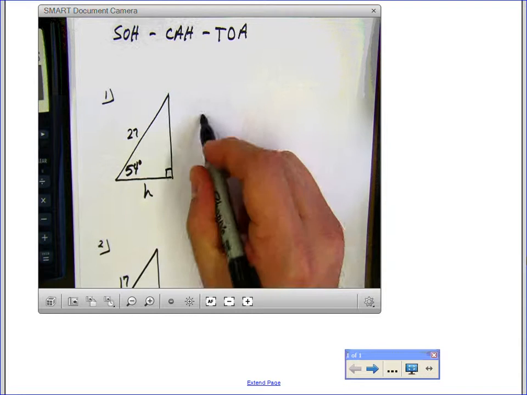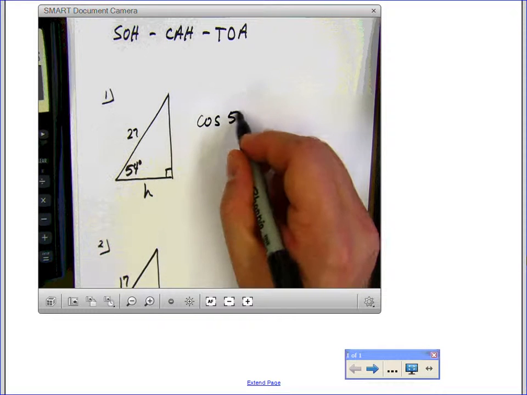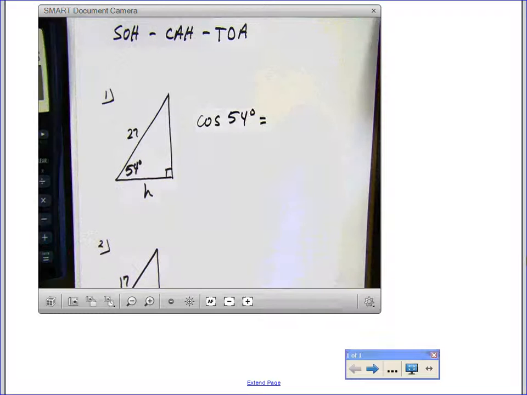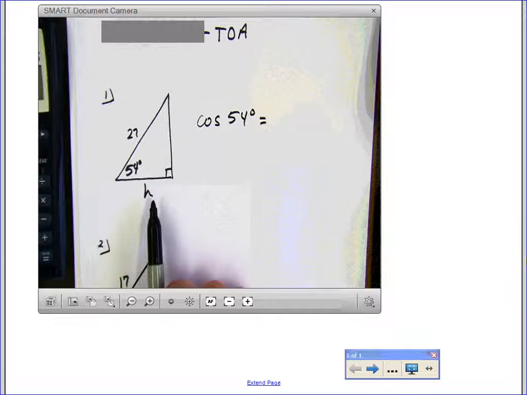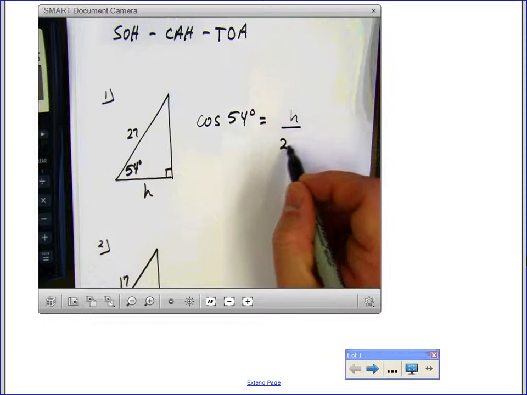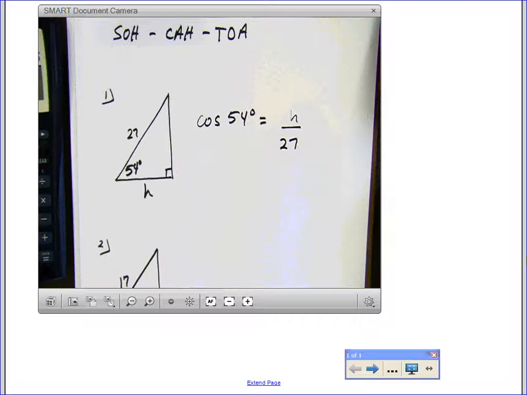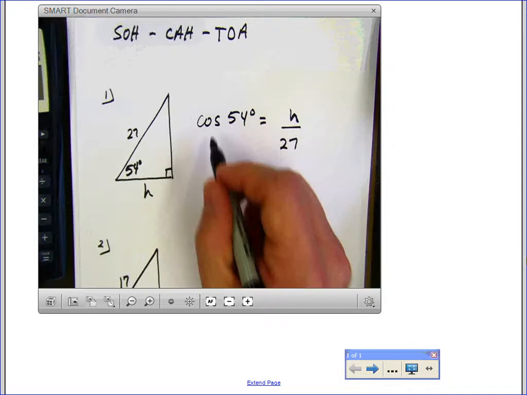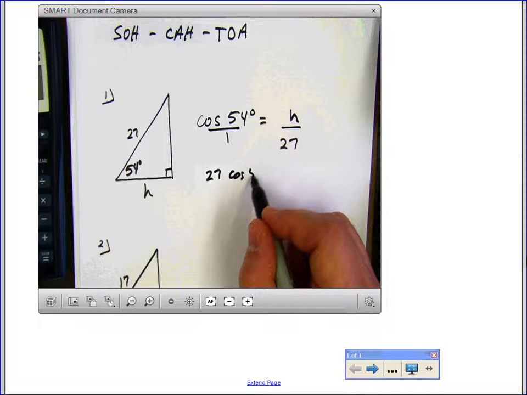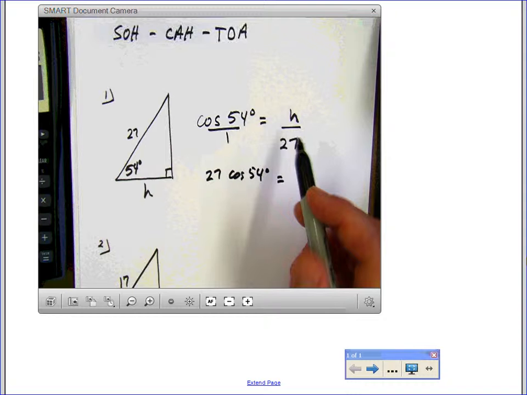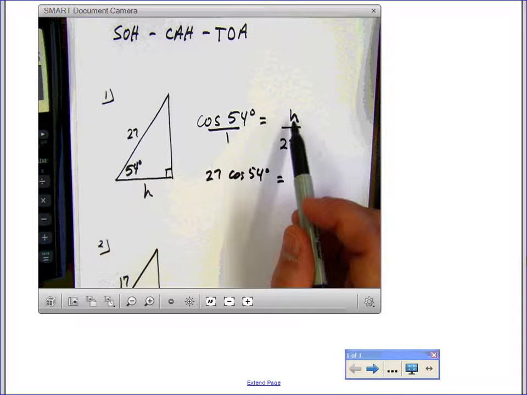So I say cosine of the angle, so cosine of 54 degrees equals, now adjacent over hypotenuse, so that would be h over 27. Okay, and now we can just cross multiply. So we'll get 27 times cosine of 54 degrees, and then h times 1 is h.